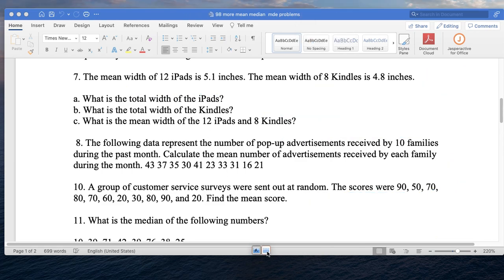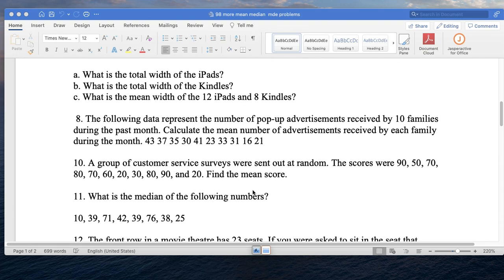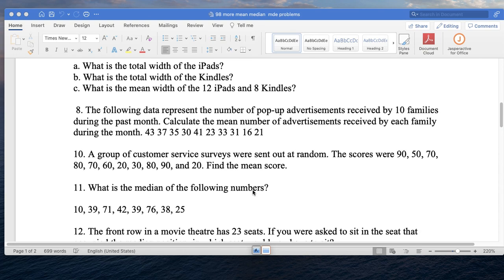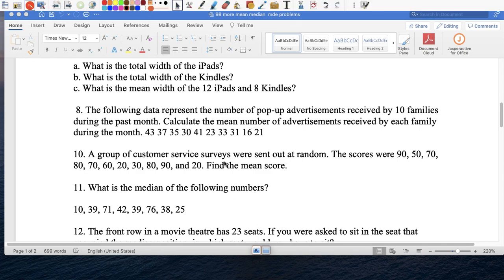All right, the following data represents the number of pop-up ads received by 10 families during the past month. Does that still exist, pop-up ad? Calculate the mean number of advertisements received by each family during the month. All right, so the mean, again, we have 10 families, 1, 2, 3, 4, 5, 6, 7, 8, 9, 10. Yeah, we're going to add all those numbers and divide by 10. And we get the mean.